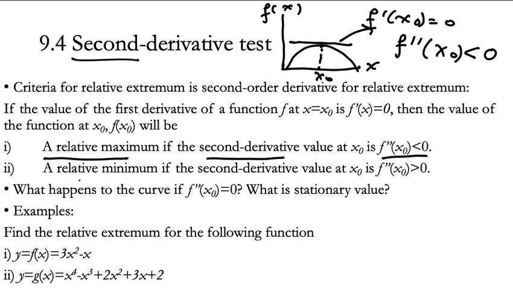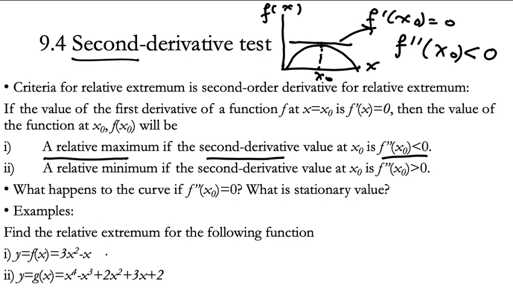But it will be the other way around if f double prime x naught is greater than 0. But what happens to the curve if f double prime x naught is 0? Then we don't know whether it has a maximum or minimum point. Then this kind of critical point could be called an inflection point. Have you heard about this before?